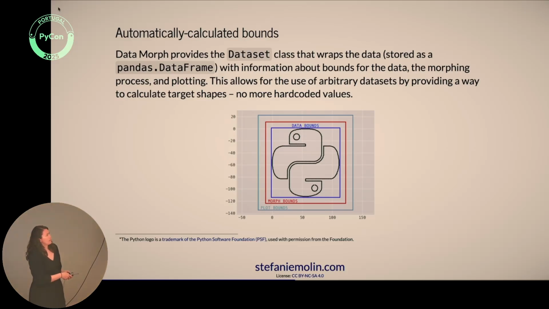Then this middle bounds here are the morph bounds. That tells the algorithm how far it's allowed to push the points outward before it can't go any further so that they don't drift too far away. And then the final bound here is for plotting. So it allows for a constant frame of reference when sampling frames to put in an animation.